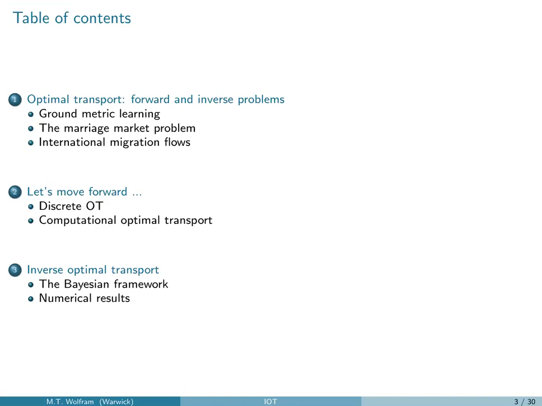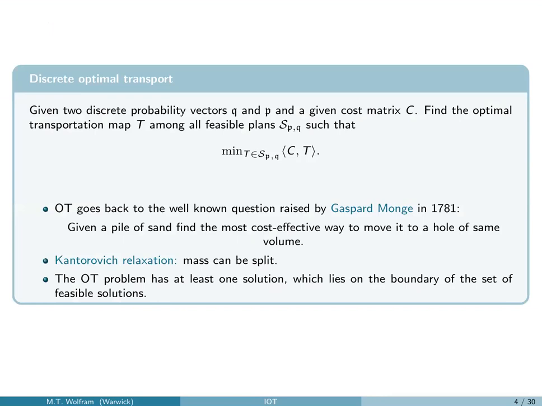At the beginning, I will set the scene and give you an idea what kind of problems have been looked at in this context and what the applications are, before turning to the forward problem. Since I'm going to talk about inverse optimal transport, I have to define the forward problem, and then look in the last part at the corresponding inverse problem. We're going to solve this inverse problem using the Bayesian framework, and then I will present some first results.